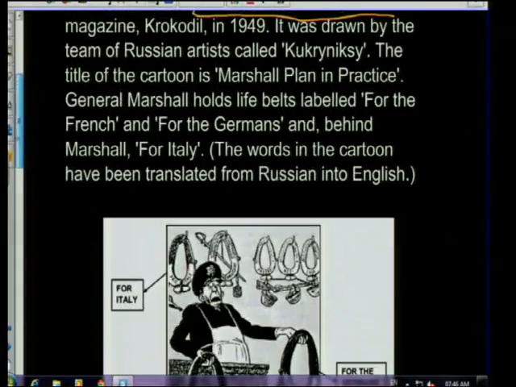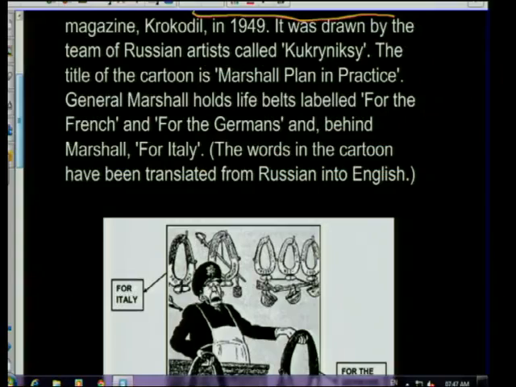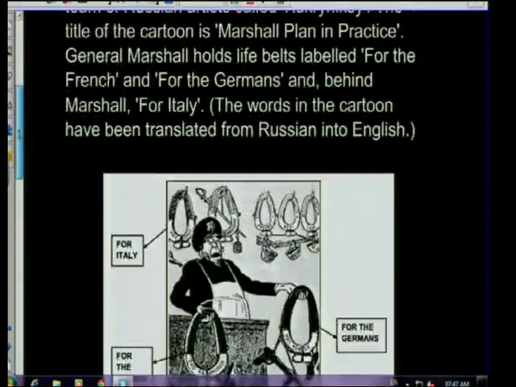So you already know that the person in the cartoon is General Marshall. Let's just finish the caption. He holds the life belts, so you already know that the life belts are there, and they're labeled for the French and for the Germans. That is the help that was given to the European countries because the United States claimed that these countries needed the help after the war. And then behind that, it says for Italy, yet another country. The words in the cartoon have been translated from Russian into English.